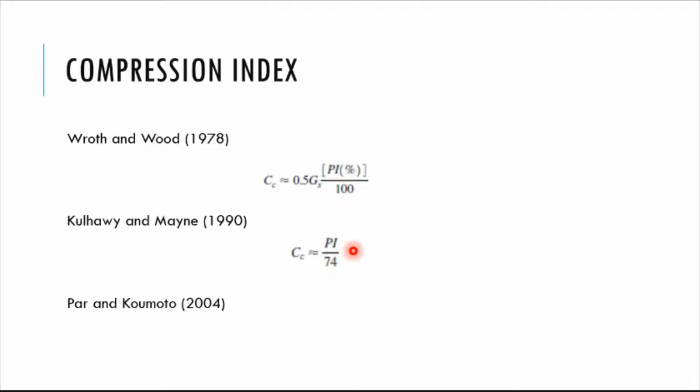And then by Park and Koumoto in 2004, C sub C is equal to the initial porosity, n sub o, over 371.747 minus 4.275 times the initial porosity of the soil before consolidation. Class, before they determined these formulas, they tested several types of clay, and it made them conduct experiments a lot.